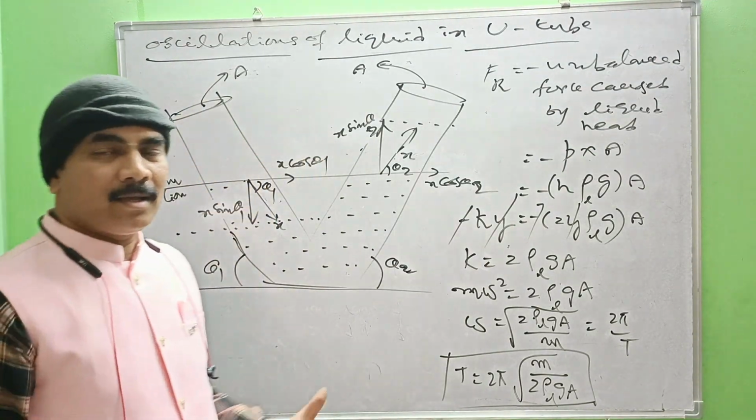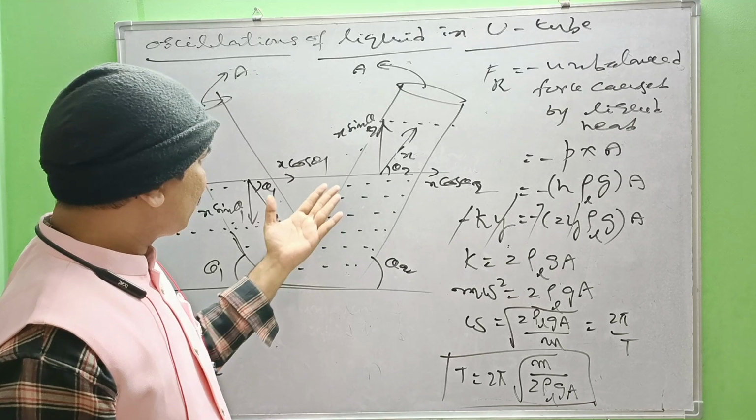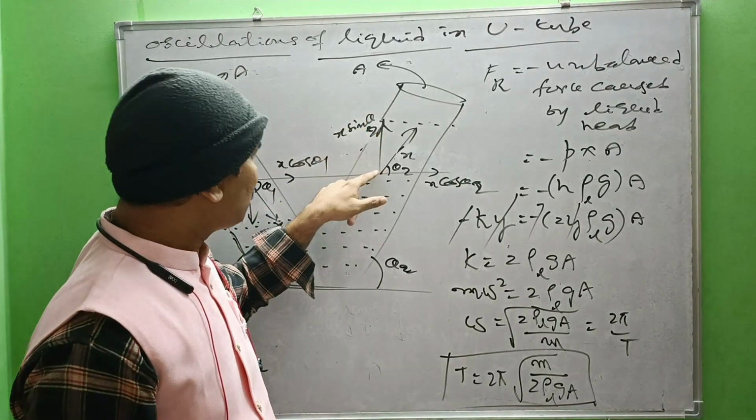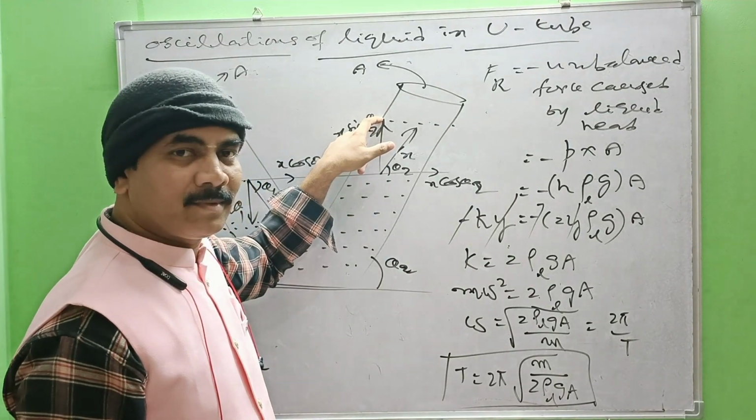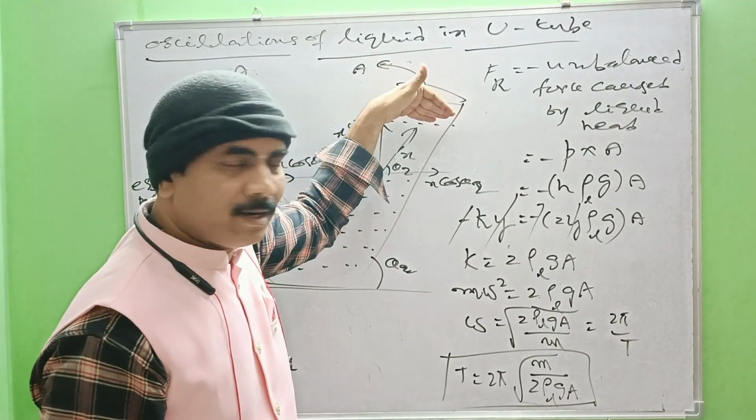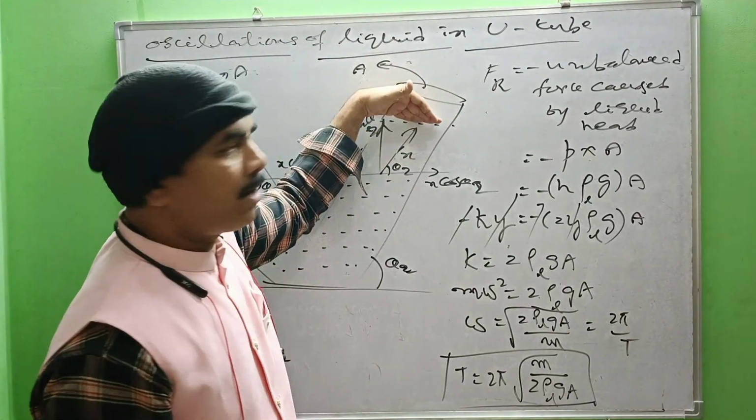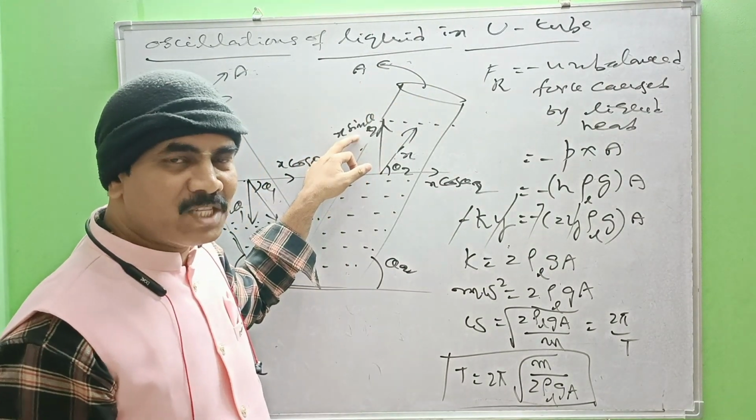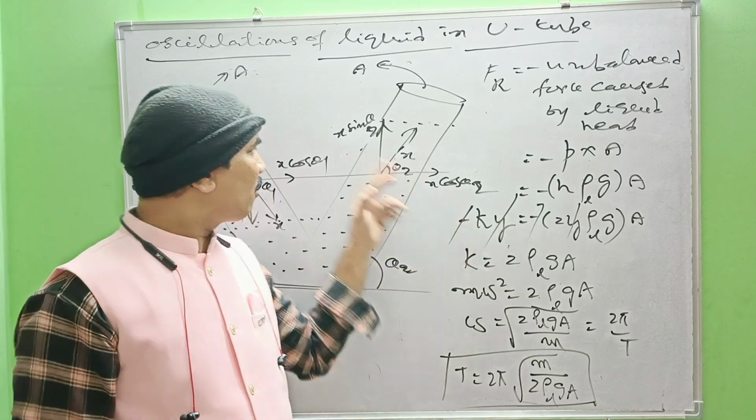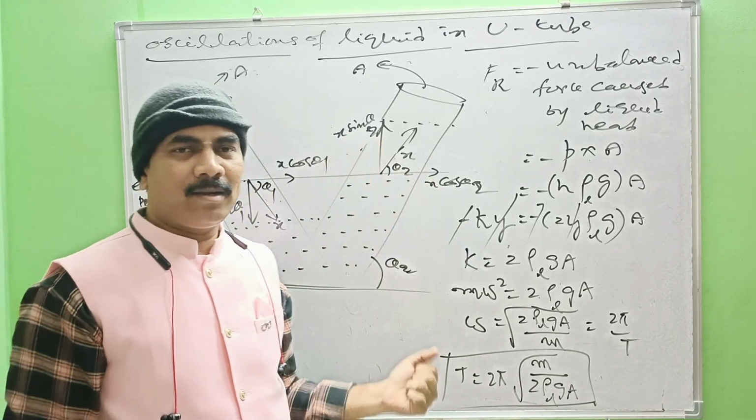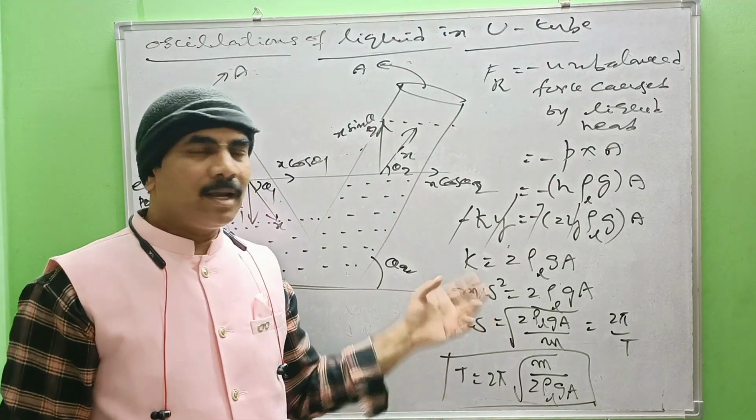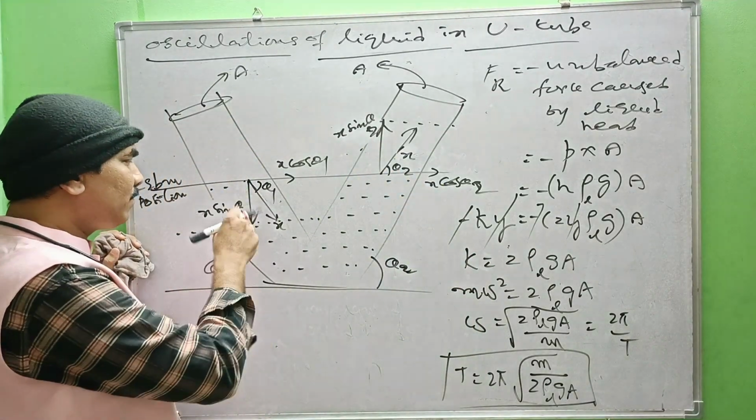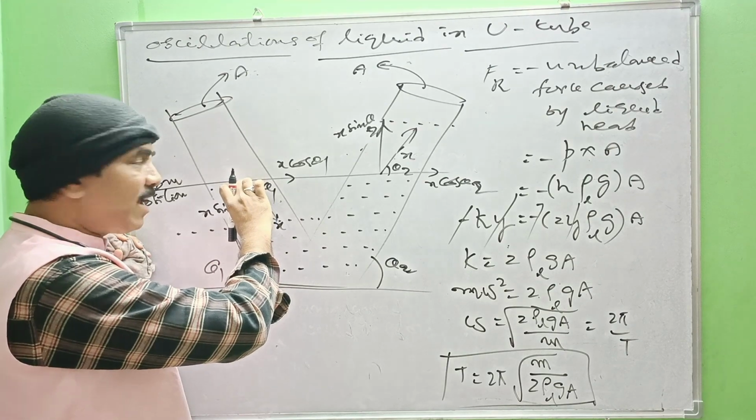Right. So what is the unbalanced head of liquid in the right limb? From here to there, this is the extreme position of the liquid. It raises up to this level. So what is the vertical component here? x sin theta 2, which is nothing but the unbalanced liquid head in the right limb. Now, x sin theta 1 here is the unbalanced liquid head in the left limb.